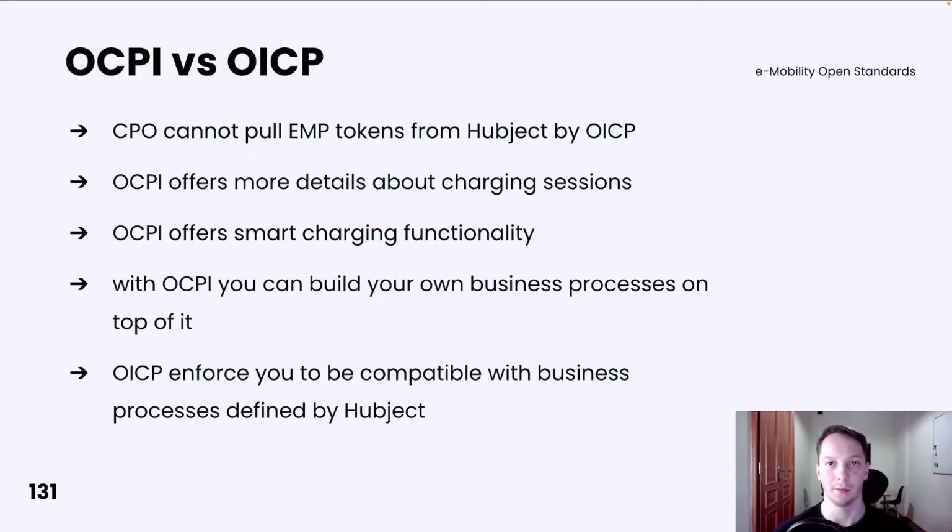OCPI is more flexible. Therefore, it makes it easier for you to build your own business processes and business model on top of it. You can define your own rules and use functionalities offered to you in many combinations. On the other hand, OICP is designed to be compatible with processes defined by Hubject. So sometimes you need to be compliant with them in order to integrate and use its full potential.